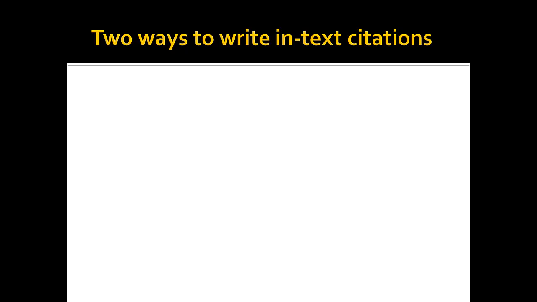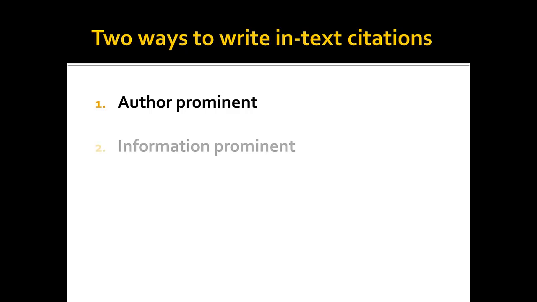Okay, so two ways to write in-text citations. One is author prominent, and the other is information prominent. Basically, this means that the position of the citation is different. So with author prominent, the author will come first, and then the information after that. Information prominent means that the information comes first and the author after that.